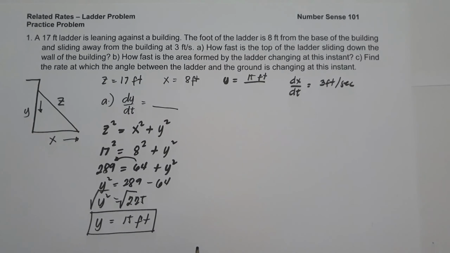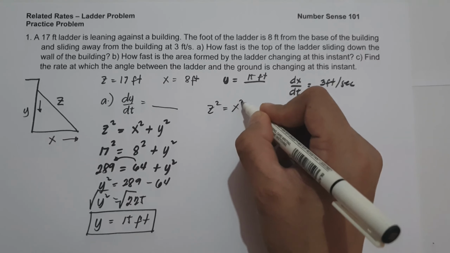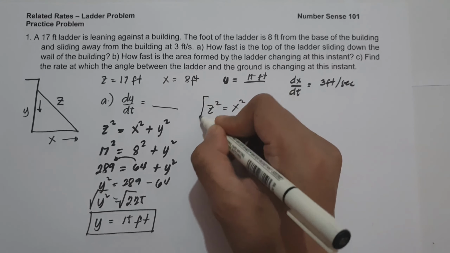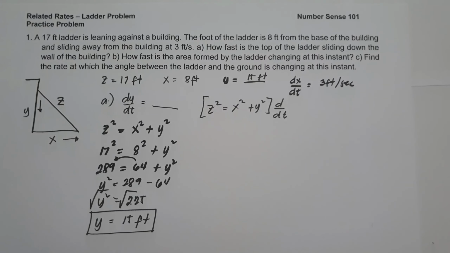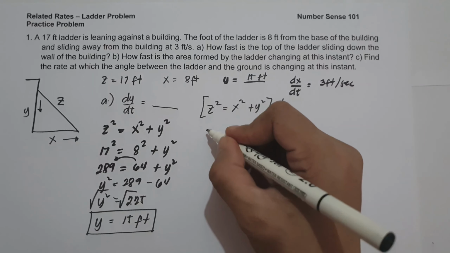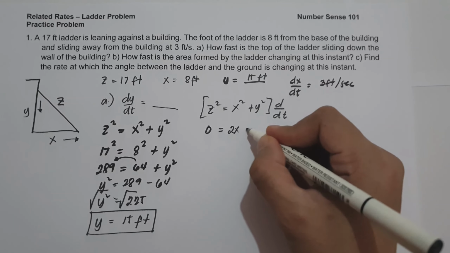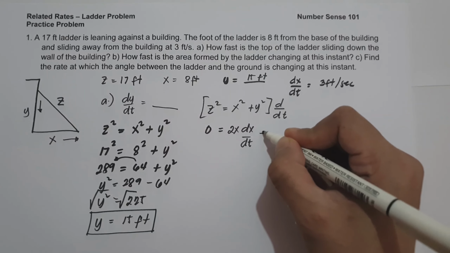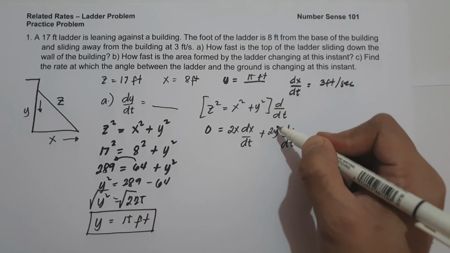And then, let us find dy over dt. Let us have z squared equals x squared plus y squared. Let us differentiate both sides with respect to time. The derivative of z squared is 0, because there is no change in the value of z, and the value of dz over dt is 0. If you multiply it to 2z, that is 0. Therefore, the derivative of z squared is 0. And the derivative of x squared is 2x dx over dt, and the derivative of y squared is 2y dy over dt. Let us cancel 2.